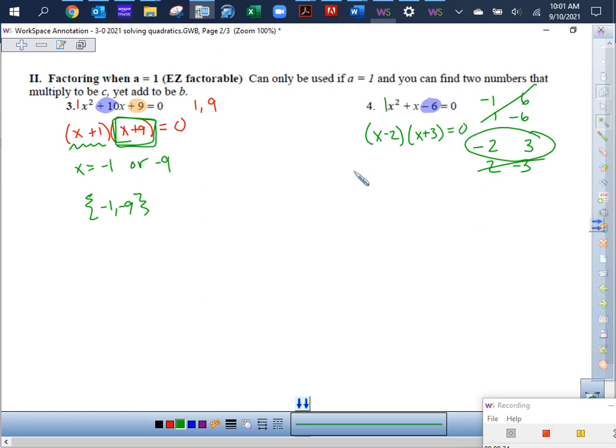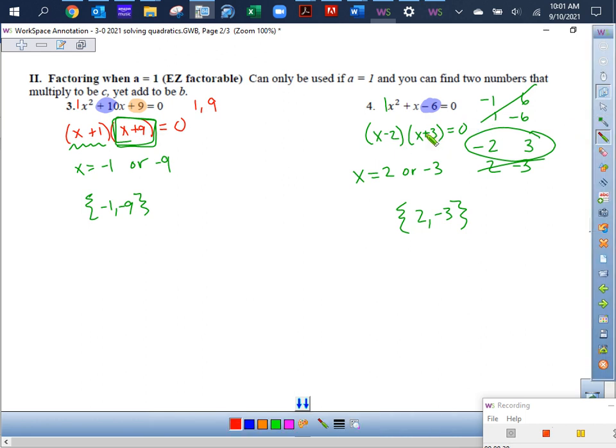And then we use the zero product property. X could be 2 because that makes this group 0, or negative 3 makes that 0, and there's our solutions in a solution set. It doesn't matter what order you put these in. If you had these switched around, it doesn't matter. What does matter is you keep it equal to 0, because you can't solve it unless it's an equation. So keep it equal to 0.